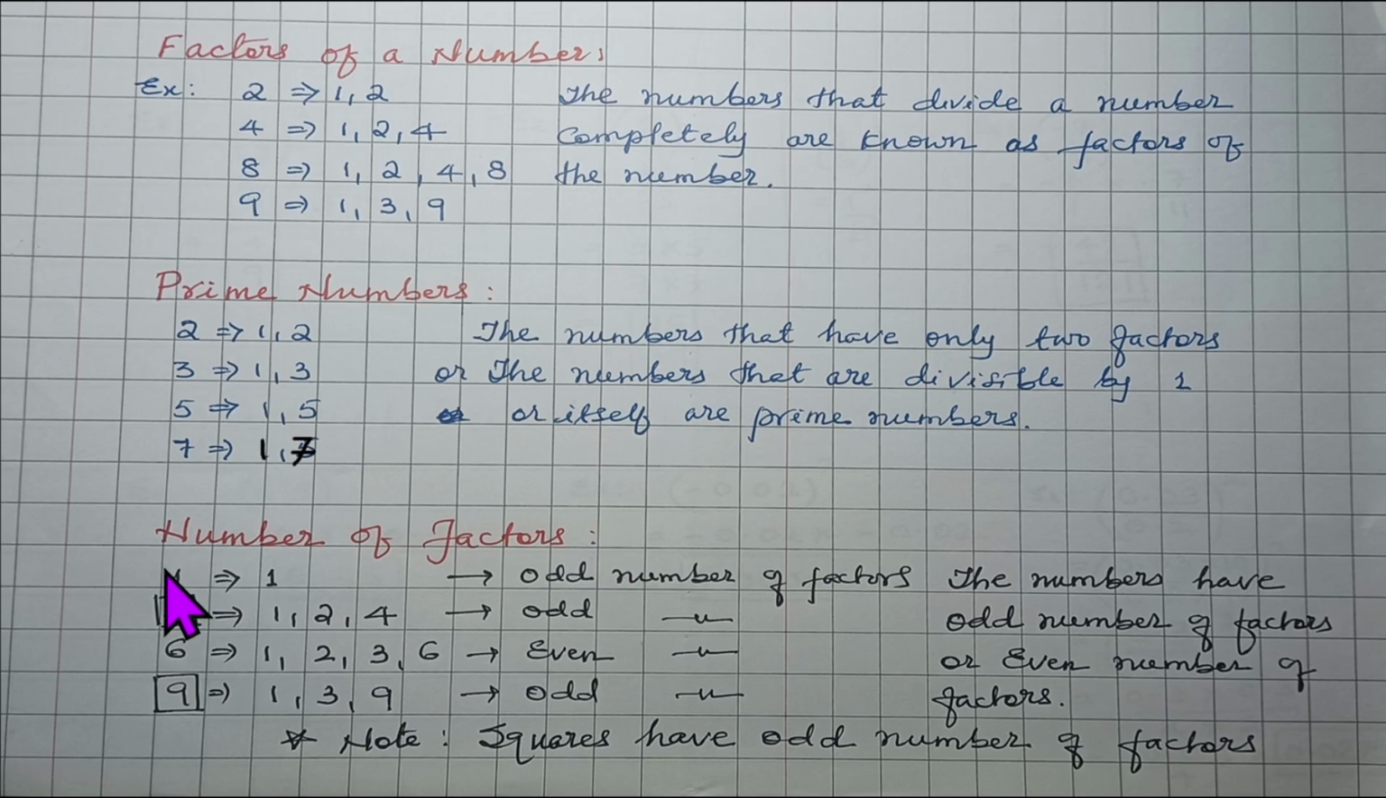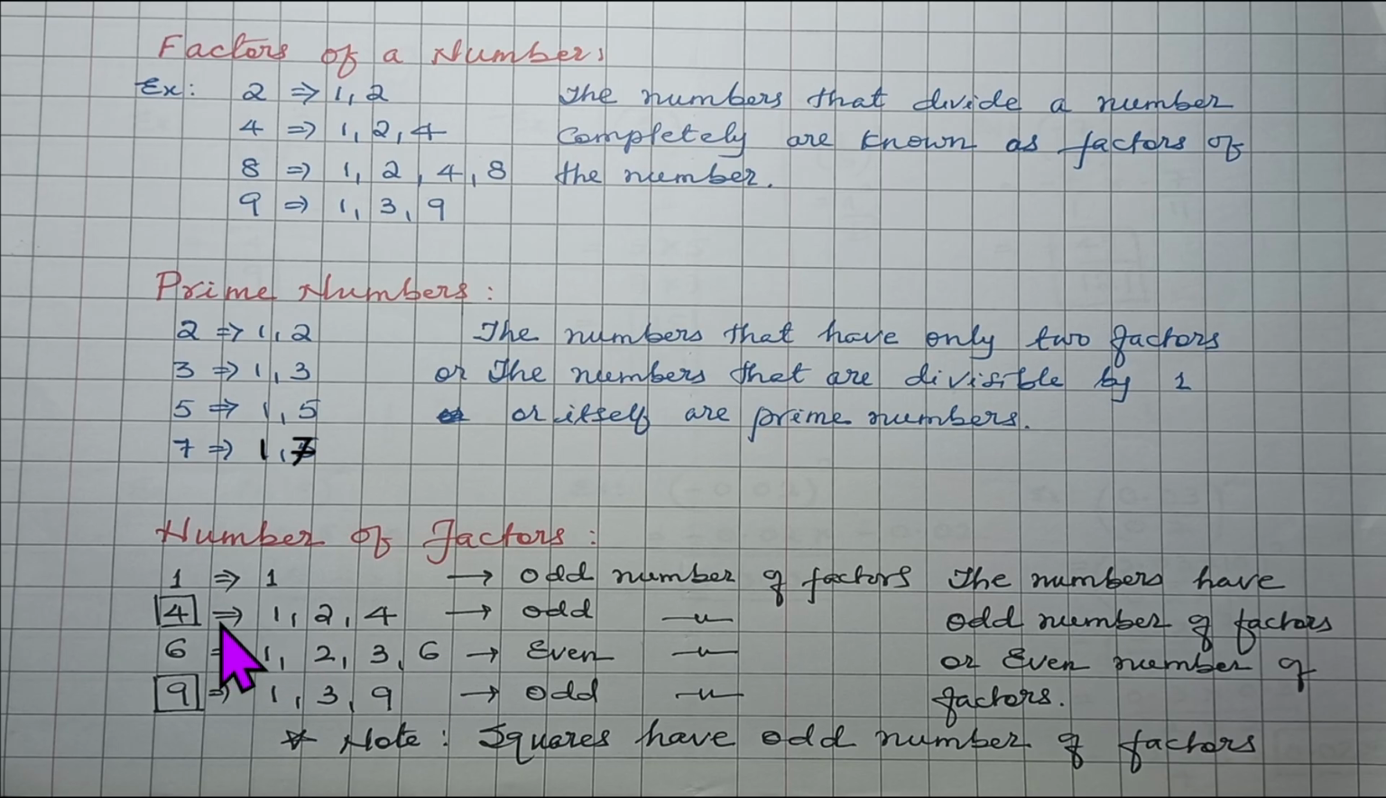Number of factors: 1 has 1 factor, 4 has 3 factors, 6 has 4 factors very clearly, 9 has 3 factors. That means 1 has 1 factor, an odd number of factors, 4 has 3 factors, again odd, 6 has 4, an even number, and 9 has 3 factors, again an odd number of factors. That means numbers can have an odd number of factors or an even number of factors.